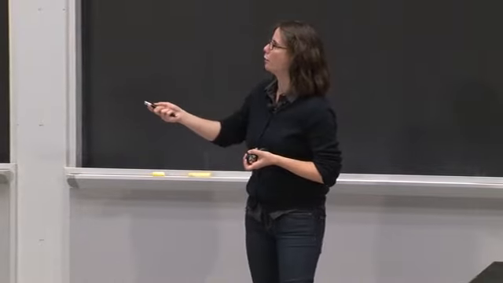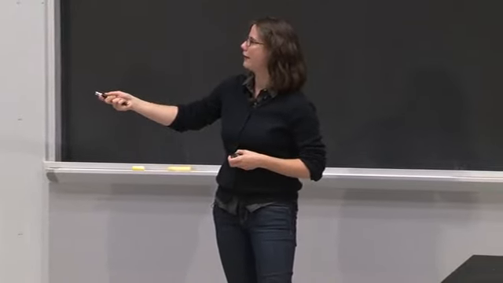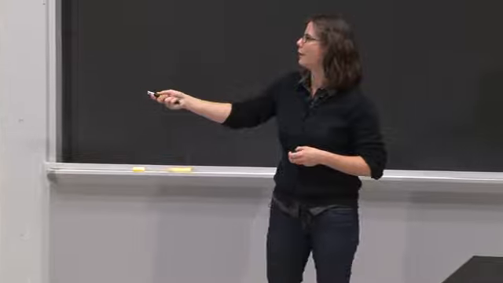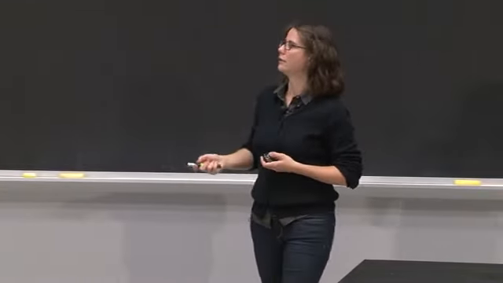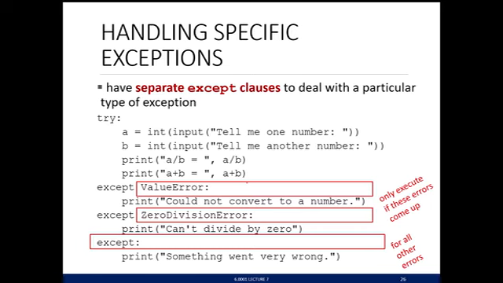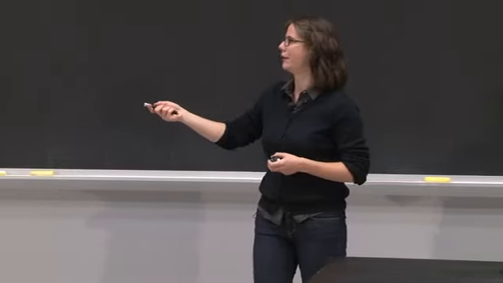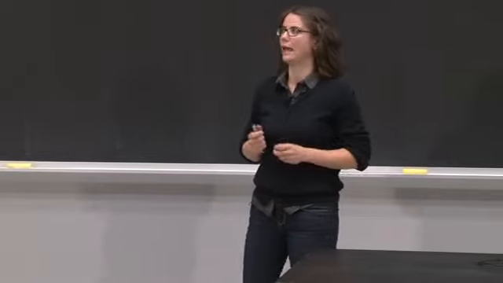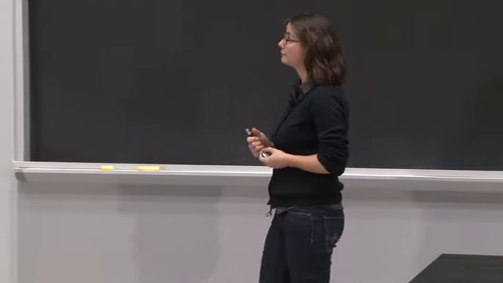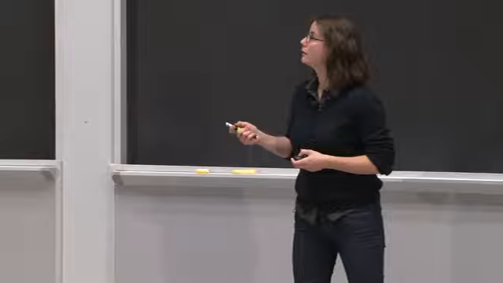Okay? So we're going to try this, but if there's a value error, do this. Otherwise, if there's a division error, do this. And otherwise, do this. So this last except is actually going to be for any other error that comes up. So if it's not a value error, nor a division error, then we're going to print something went very wrong. I couldn't even try to make the program come up with any other error besides those two. Okay?